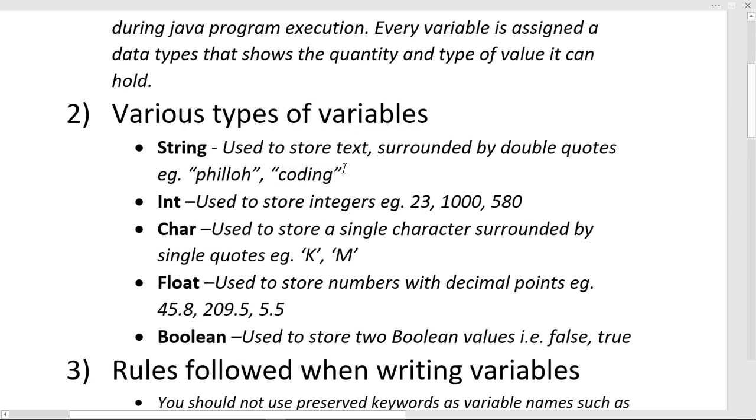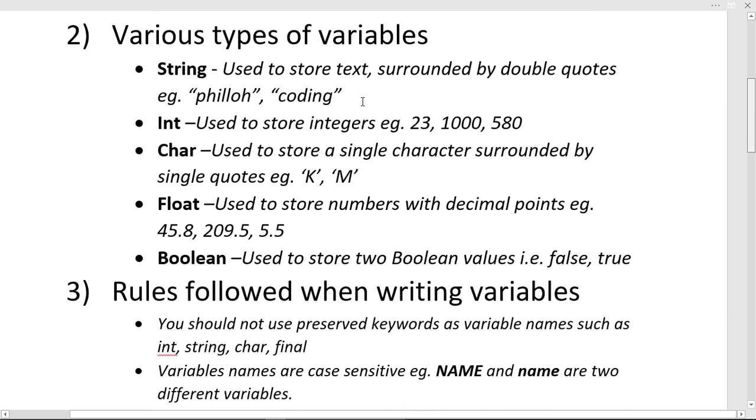Then we'll also discuss int, which is used to store integers, numbers like 23. This is just a number. 1,000, this is 580, just numbers. We'll have also char, which is used to store a single character surrounded by single quotes.